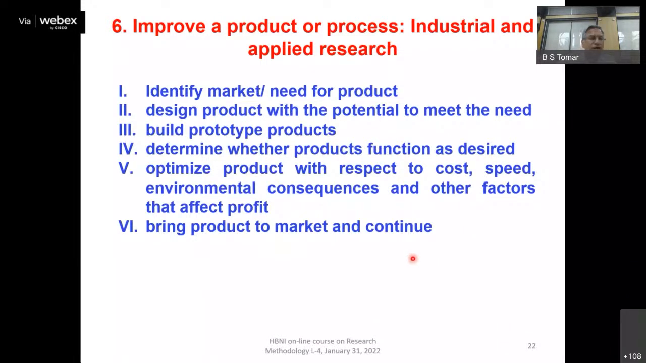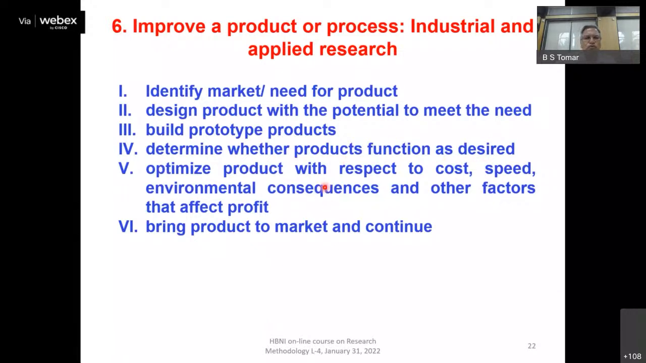So there are different other types of research, like improving a product or a process, in industrial and applied research. Like you identify the market need for a product. So you are developing some products. So then you design the product with the potential to meet the need. Then you build a prototype of that product. Then you determine whether the products function as desired.